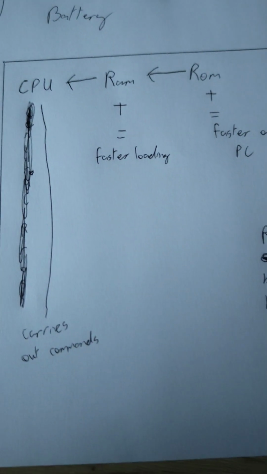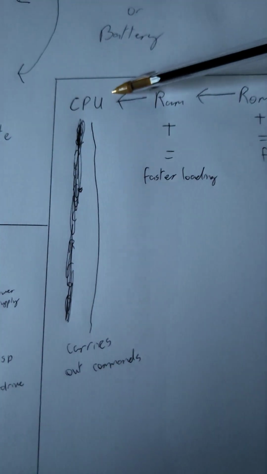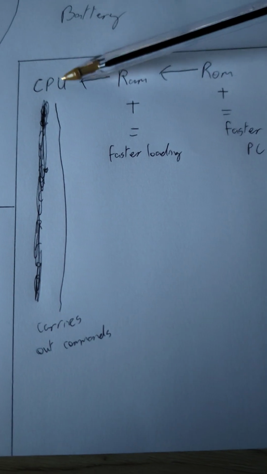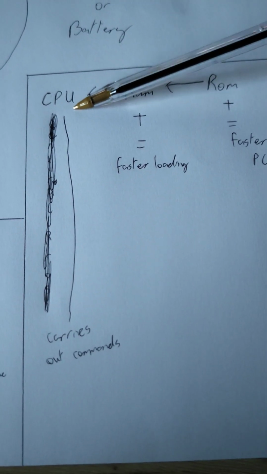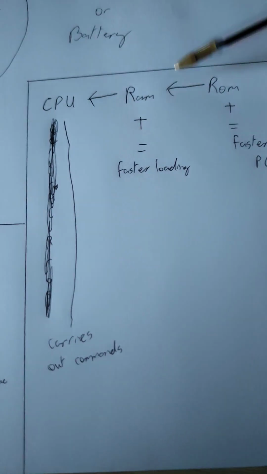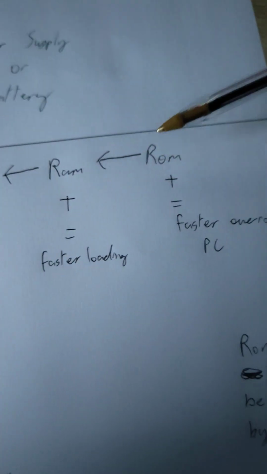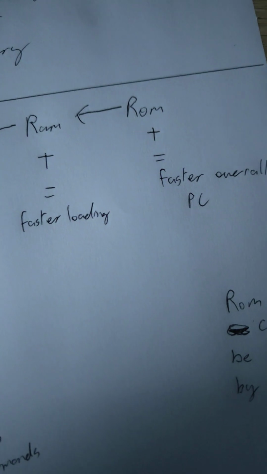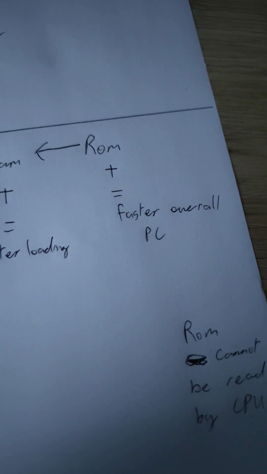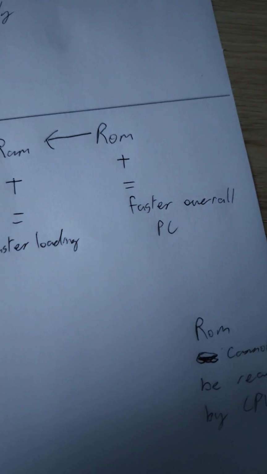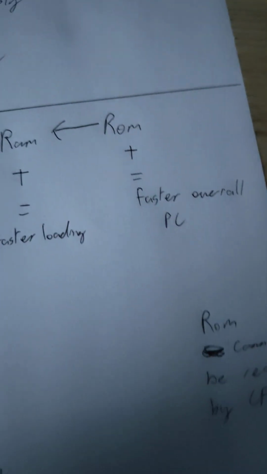CPU, RAM, and ROM. So CPU, the big boss, everything goes to the CPU. But the thing is, the CPU can't read things from the ROM. And the ROM can't be changed. It is how it comes. The data on it stays. The data doesn't get changed or anything.